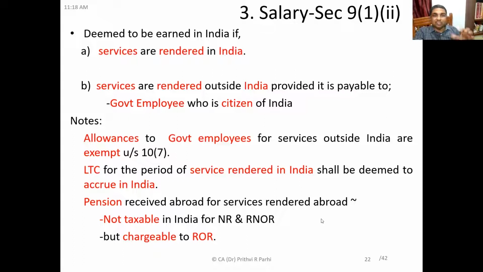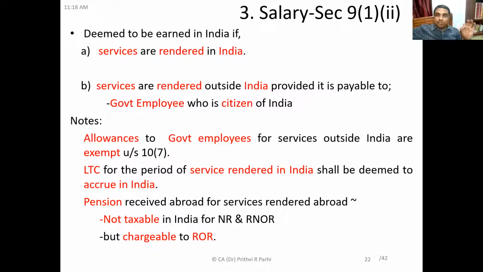Now coming to pension. Pension received abroad for services rendered in India is 100% taxable for all, because it's an Indian income. But pension received abroad for services rendered abroad is totally foreign income. So this is not taxable in India for a non-resident and for a resident but not ordinary resident, because this is foreign income.